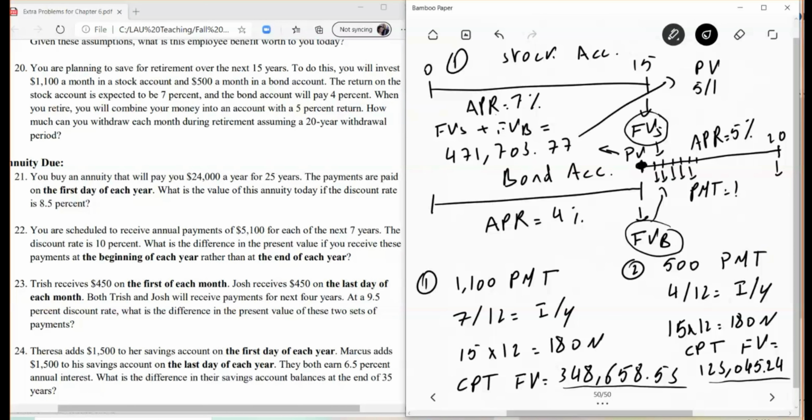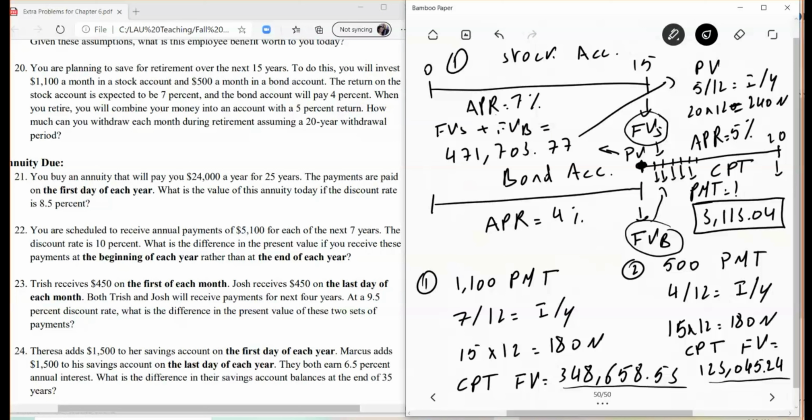5 divided by 12, this is I/Y. Then I have 20 times 12 equals 240, this is N. And finally, I compute the payment, PMT. In this case, the payment is $3,113.04.